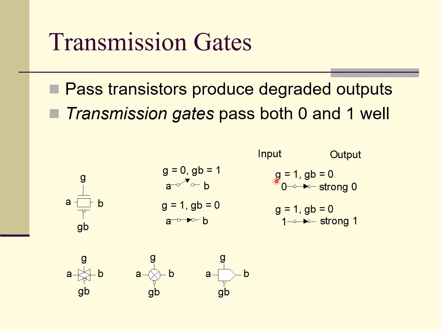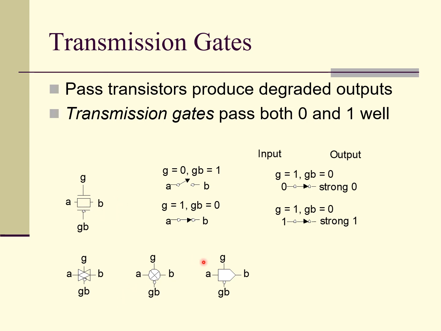So let's say we have a gate of 1 and the G bar will be 0, so both are turned on. Then if we pass an input of A equal to 0, we will pass a strong 0 through the NMOS. And if we have an input of A equal to logic 1, then we will pass a strong 1 through the PMOS to the output B.